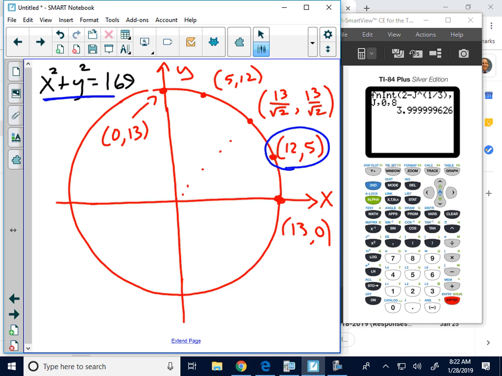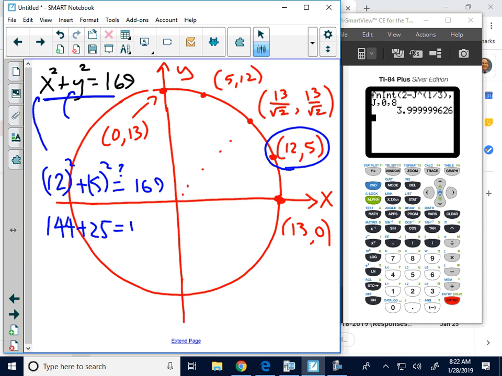Okay, so for x, you would plug in 12. So that would be 12 quantity squared, yeah? And then likewise for the y, which is 5, plus 5 quantity squared. And the task is, does that really equal 169? If it does, then the point's on the circle. If it doesn't, then the point's not on the circle, right? That's what we mean by a point satisfying an equation. So sure enough, 144 plus 25 does equal 169. That's a check. So that point does lie on the circle. So far, so good? Okay.